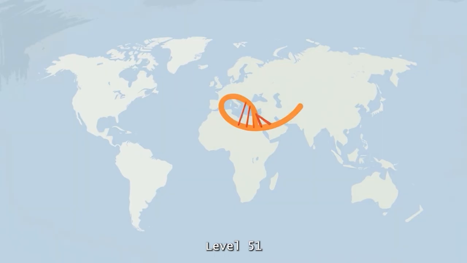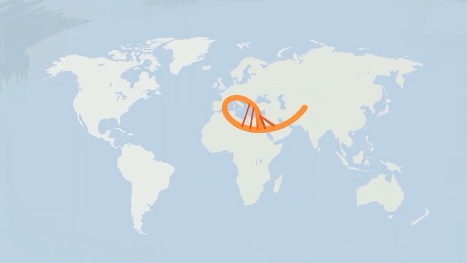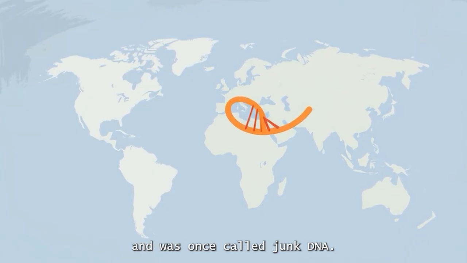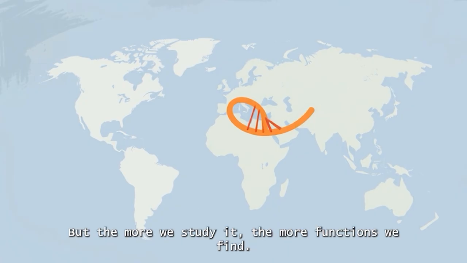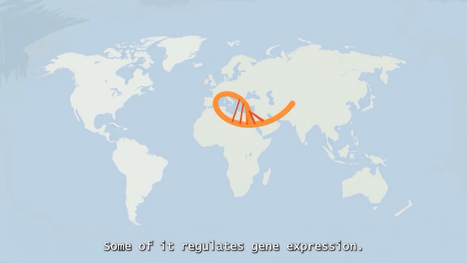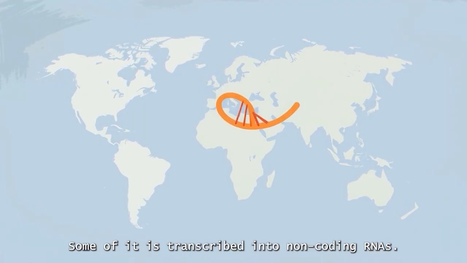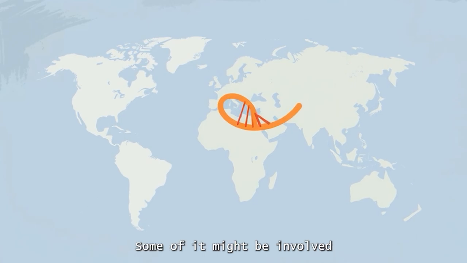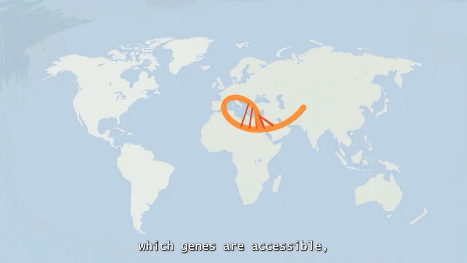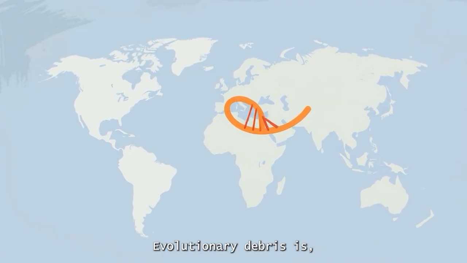Level 51. Junk DNA may not be junk after all. We've mentioned that much of the genome doesn't code for proteins and was once called junk DNA. But the more we study it, the more functions we find. Some of it regulates gene expression. Some of it maintains chromosome structure. Some of it is transcribed into non-coding RNAs. Some of it might be involved in three-dimensional folding of the genome inside the nucleus, which affects which genes are accessible. And some of it might truly be non-functional evolutionary debris.